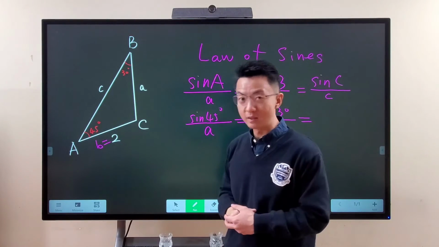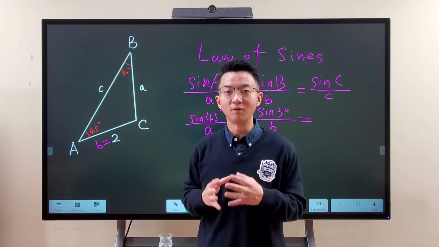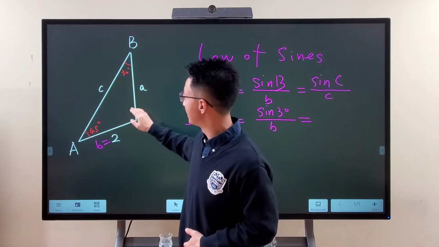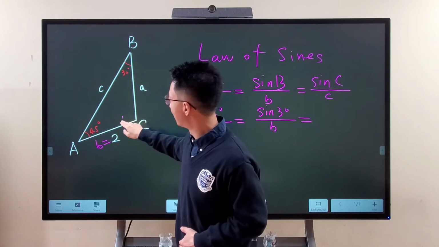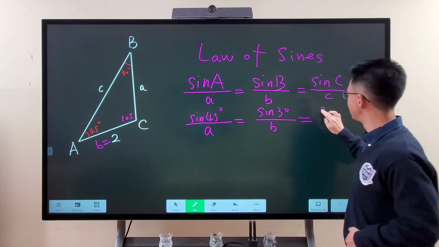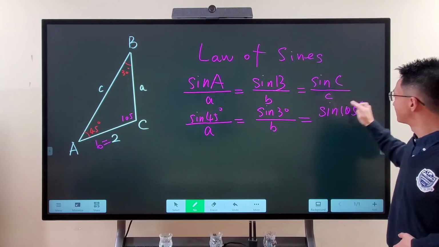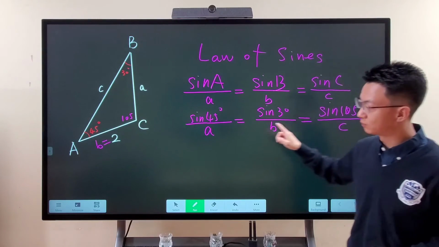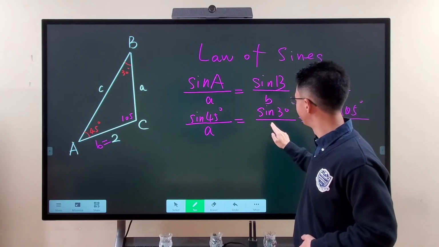So sine 30 degrees over b should equal sine C over c. We don't know what C is, but as you learned before, for any triangle, the sum of all the interior angles equals 180. So angle C should be 180 minus 45 minus 30, which is 105 degrees. Right? So sine C equals sine 105 degrees over its side length c. We don't know what that is, but what we do know is side b equals 2.